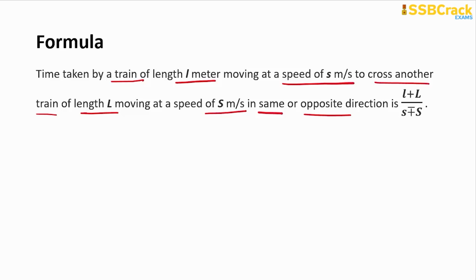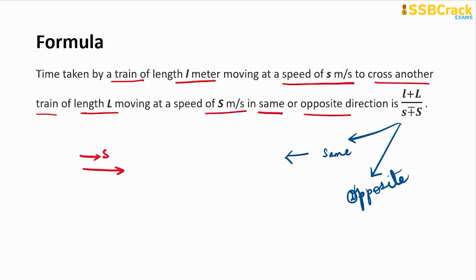Then you can go ahead with this particular formula, which can be rewritten in two forms based upon the direction of motion, that is same direction motion, or the other, that is the opposite direction the two trains are running. When both the trains run in the same direction, then the speeds always differ by an amount, that is the relative speed. We write it as small s minus capital S when they are running in the same direction, and when they are running in the opposite direction, then their speeds will get added.